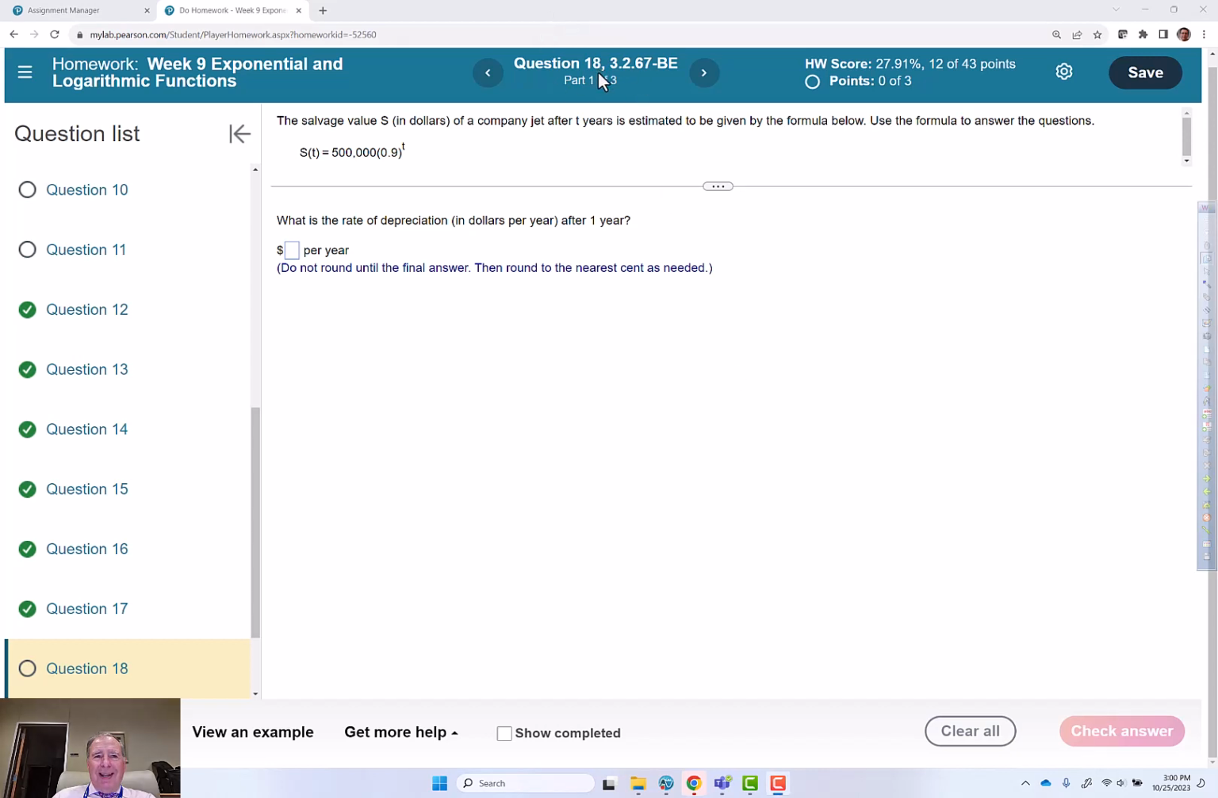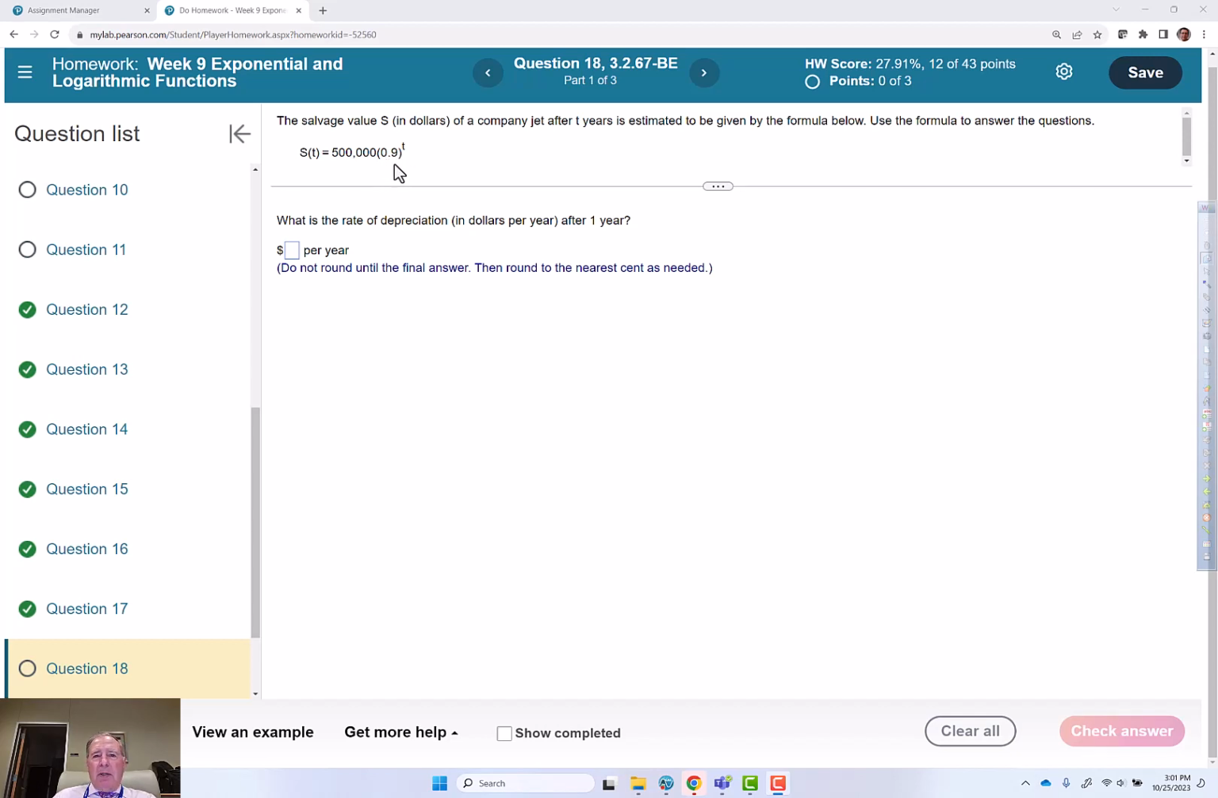This is question 18 of the exponentials and log functions assignment. This is a word problem or semi-real world problem. The salvage value S in dollars of a company jet after T years is estimated to be given by the formula below. Use the formula to answer the questions. So our salvage value S at T equals 500,000 times 0.9 to the T power.